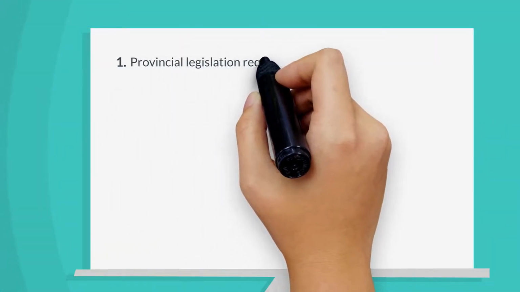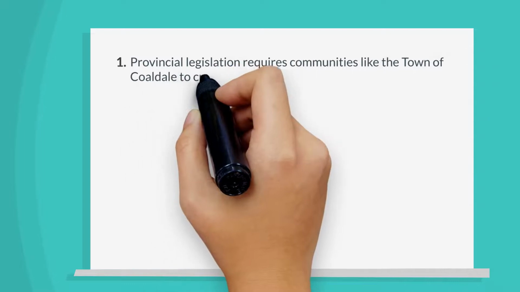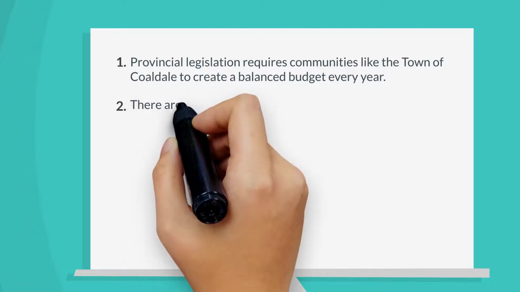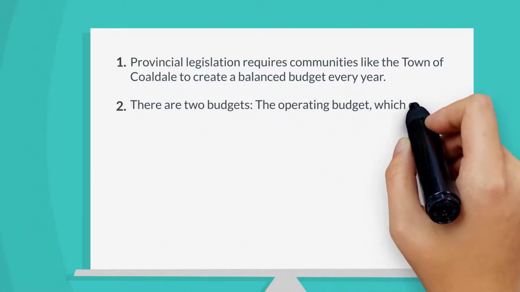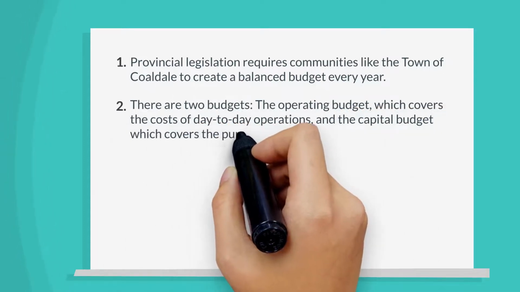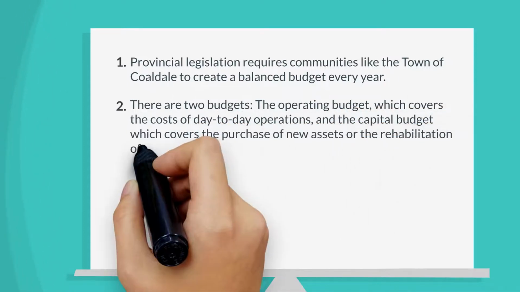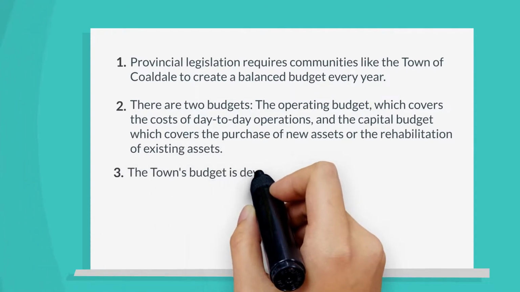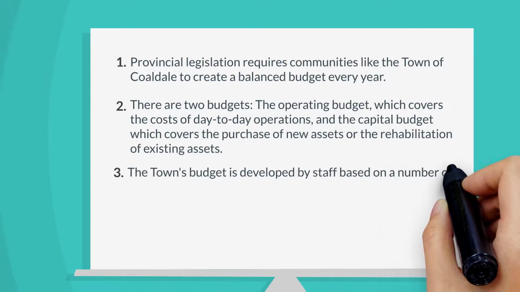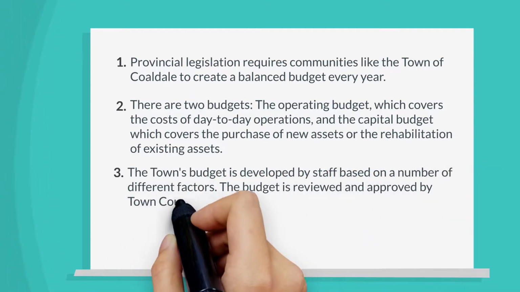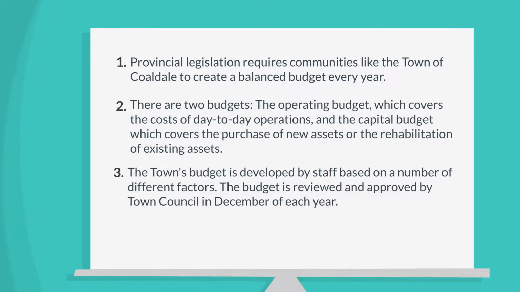1. Provincial legislation requires communities like the town of Coaldale to create a balanced budget every year. 2. There are two budgets, the operating budget, which covers the costs of day-to-day operations, and the capital budget, which covers the purchase of new assets or the rehabilitation of existing assets. 3. The town's budget is developed by staff based on a number of different factors. The budget is reviewed and approved by Town Council in December of each year.